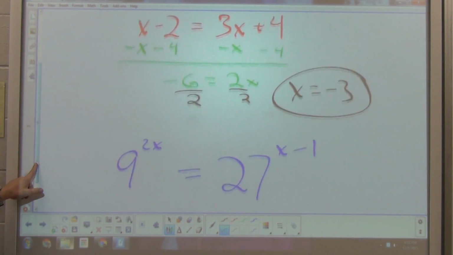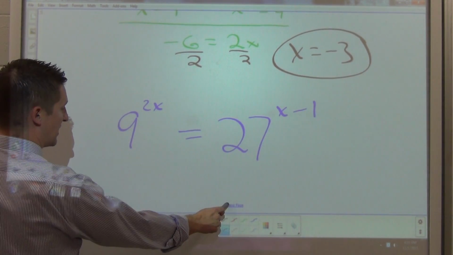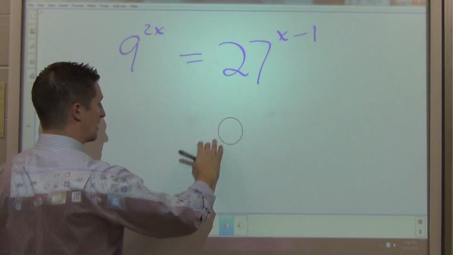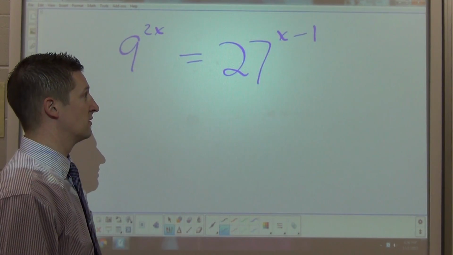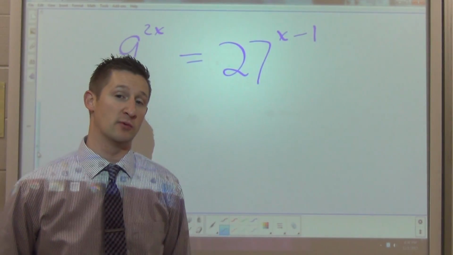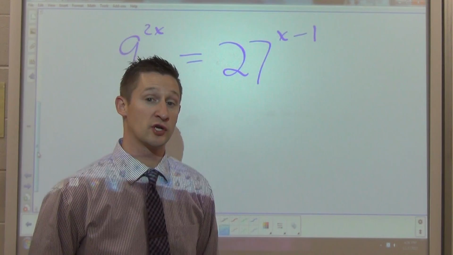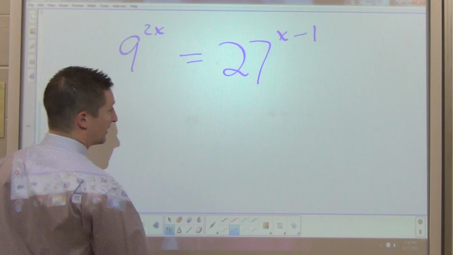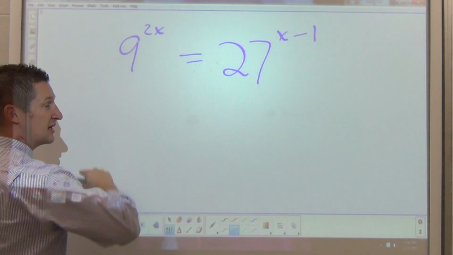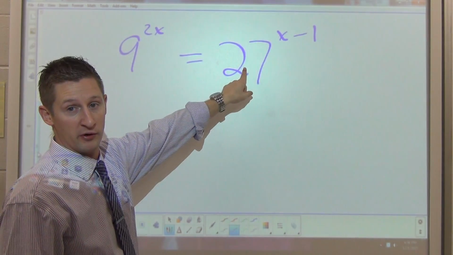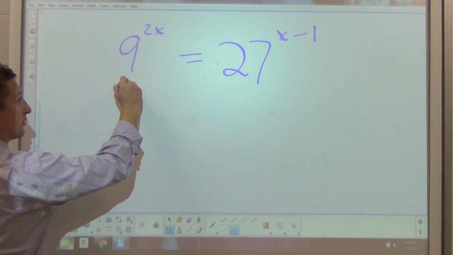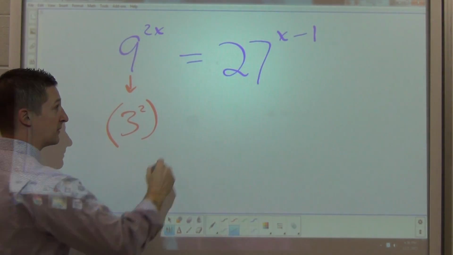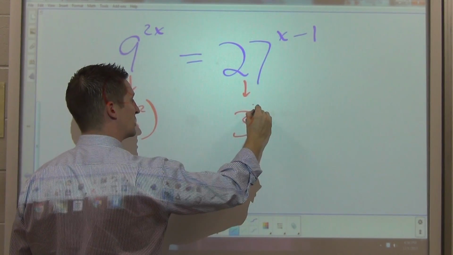Things might get slightly more difficult if I don't see the same base. So with this equation, I've got 9 raised to a power and 27 raised to a power. Well, in this case, I don't see the same base. But maybe with a little bit of trickery and magic, I could change the expressions so that they have the same base. I'll show you what I mean. I know that 9 is a power of 3, and I know that 27 is also a power of 3. So I'm going to change this 9 into 3 squared. Okay? And I'm going to change the 27 into 3 cubed.